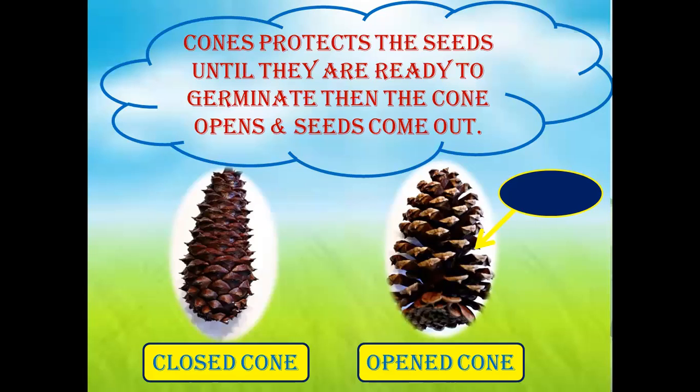Cones protect the seed until they are ready to germinate. Then the cones open and the seeds come out. Can you see? This is a closed cone. The seeds are inside it, but they are not ready to germinate, to give new plants. Once it becomes ready to give new plants, the cone opens and seeds come out of it.